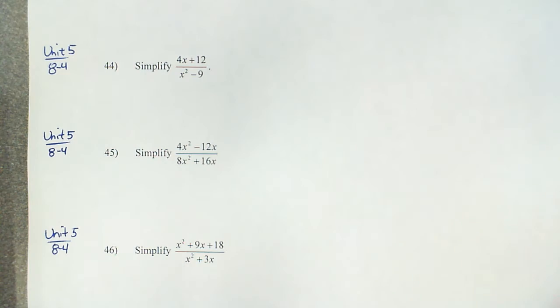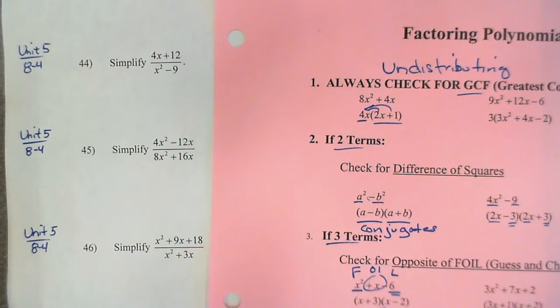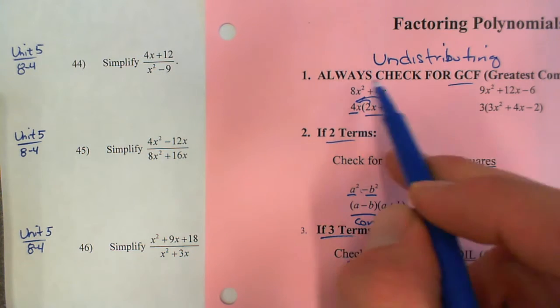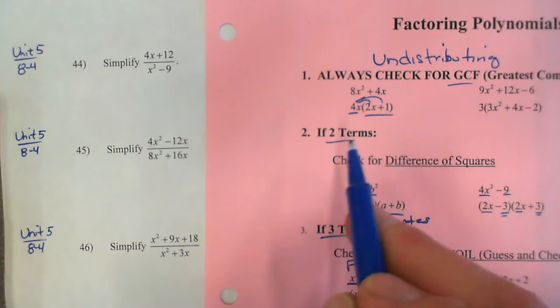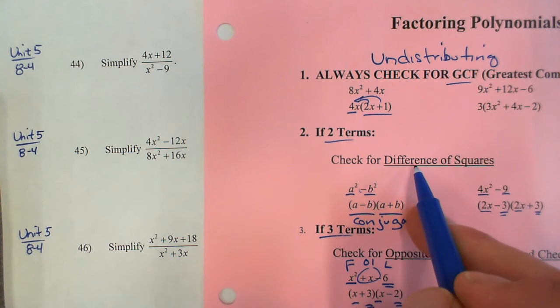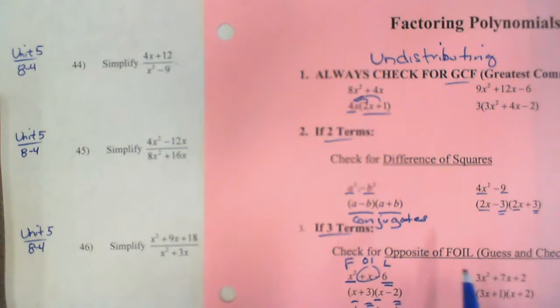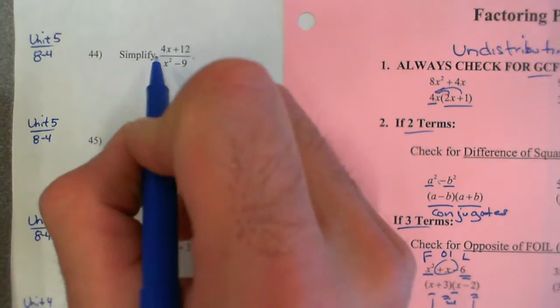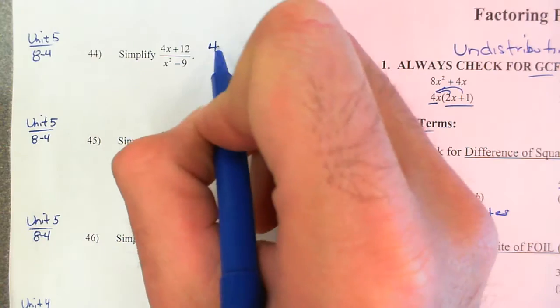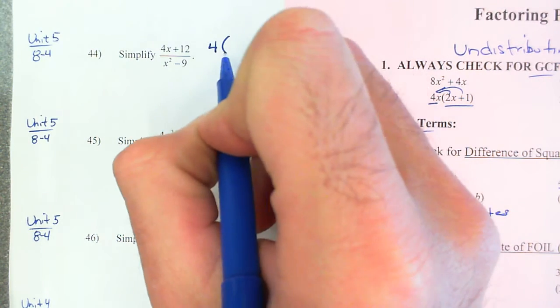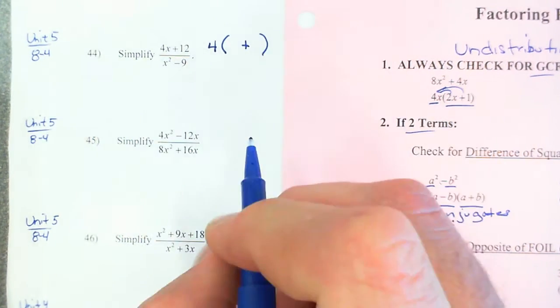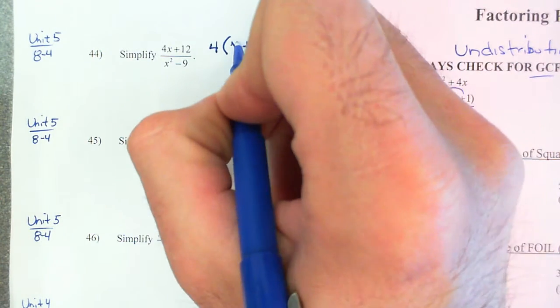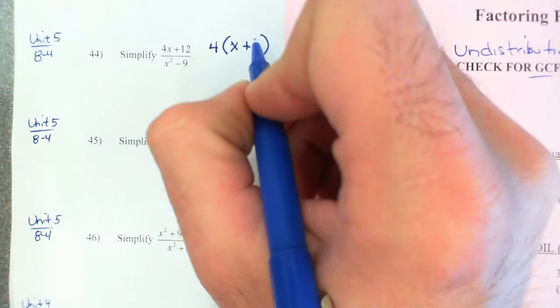Okay, so recall your steps for factoring. You always check for greatest common factor first. If there's two terms, you look for difference of squares, and if there's three terms, it's opposite of FOIL. So, first thing we're going to check for is common factor. 4 and 12 looks like that has a common factor of 4. And then you're going to have something plus something. We take a 4 out of 4x, that leaves you with x. Take a 4 out of 12, that leaves you with 3.